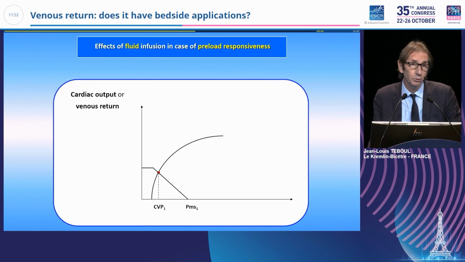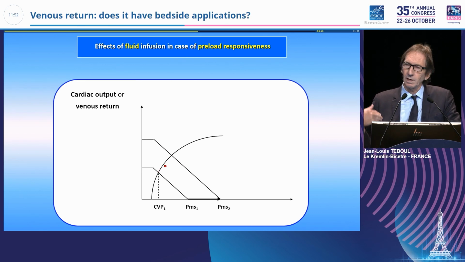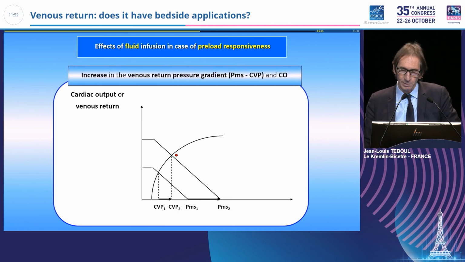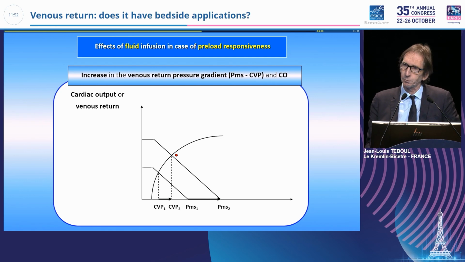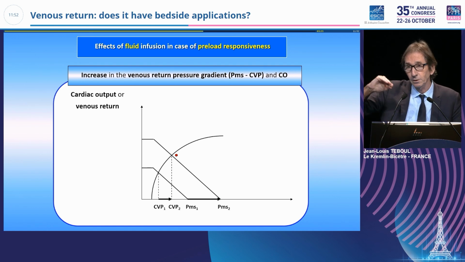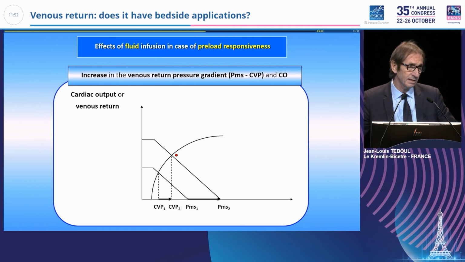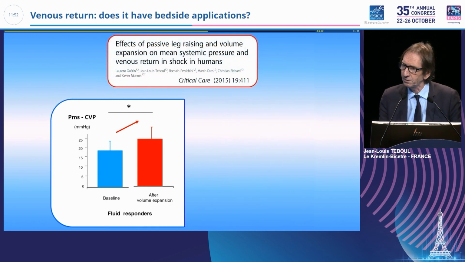Why? It is very simple to understand. So this is my starting value, CVP, mean systemic pressure. I give fluid. There is a shift of the venous return curve to the right, an increase in mean systemic pressure, and therefore I should have an increase in cardiac output with a limited increase in CVP because the ventricles are working on the steep part of the Frank-Starling curve. So the increase in CVP is less than the increase in mean systemic pressure, by definition, I would say. And this is exactly what we found in this study.